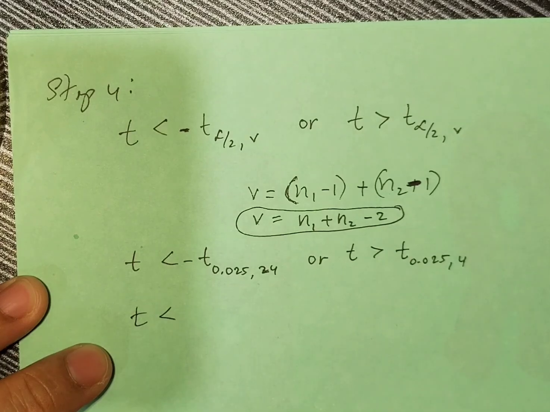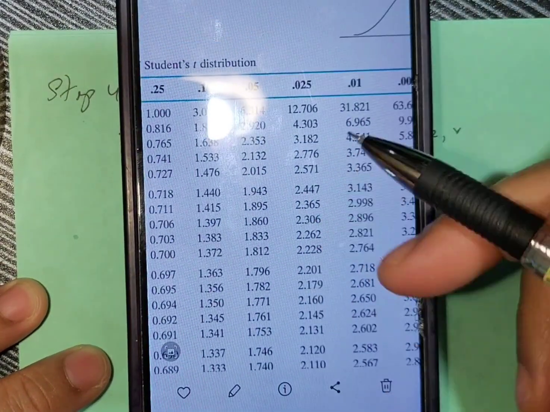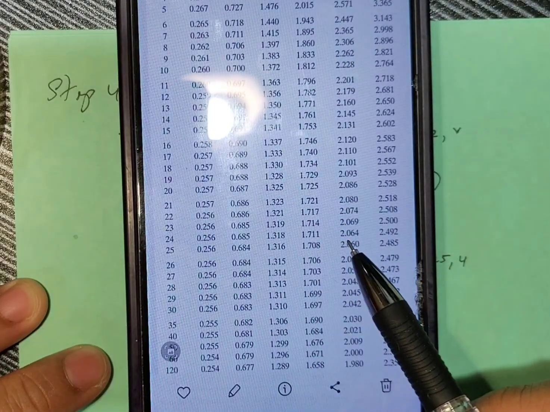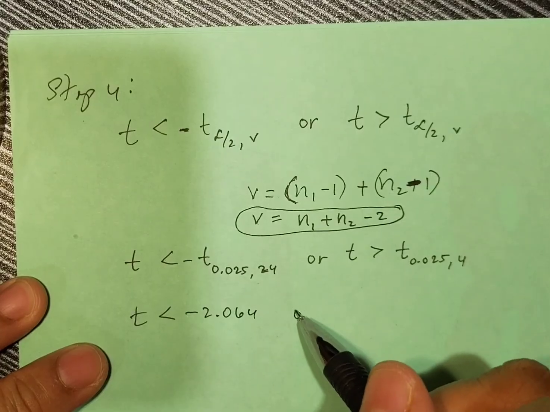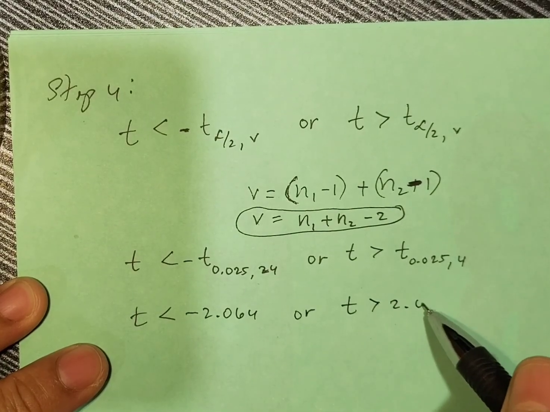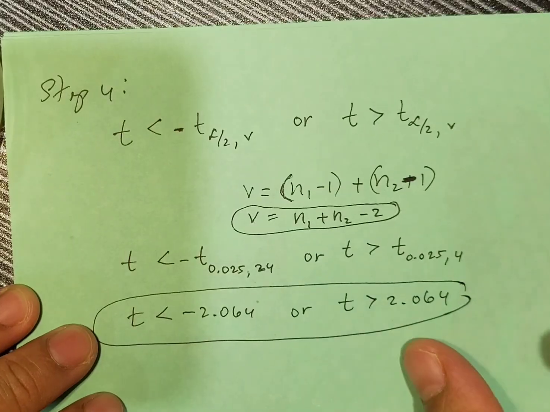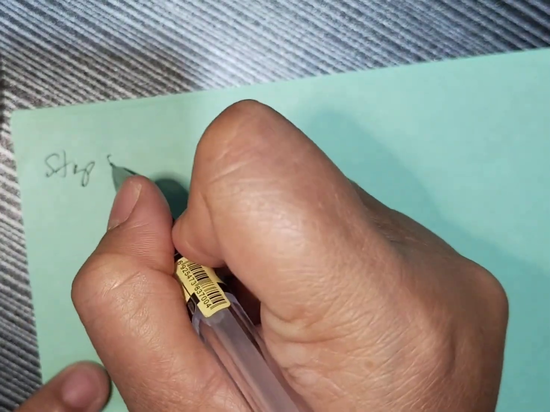So if we look at the t at column 0.025, and degrees of freedom 24, we have 2.064. Okay, we have negative 2.064, or your t is greater than 2.064. And that is our critical region or rejection region. Okay, let's go to step 5. Step 5 is the computation.